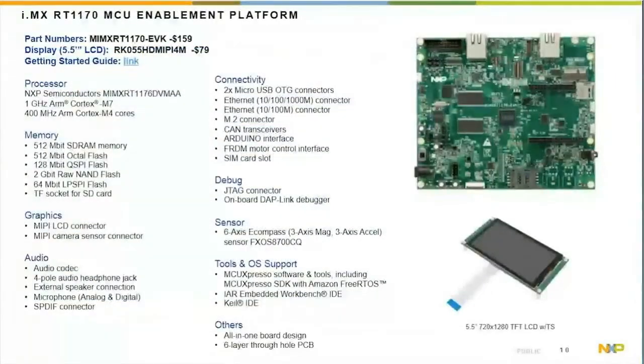On the enablement side, our default platform is the RT1170 EVK, or evaluation kit. This board supports all the connectivity that's available on the chip on the superset device. It does have JTAG interface for debugging, as well as an onboard DAP link debugger. And then it also has some other NXP content for multi-axis accelerometers and compass. And then you can see down at the bottom right, we also include a 5.5-inch LCD display. It's only $79. You can purchase that, and it plugs right into this EVK board.